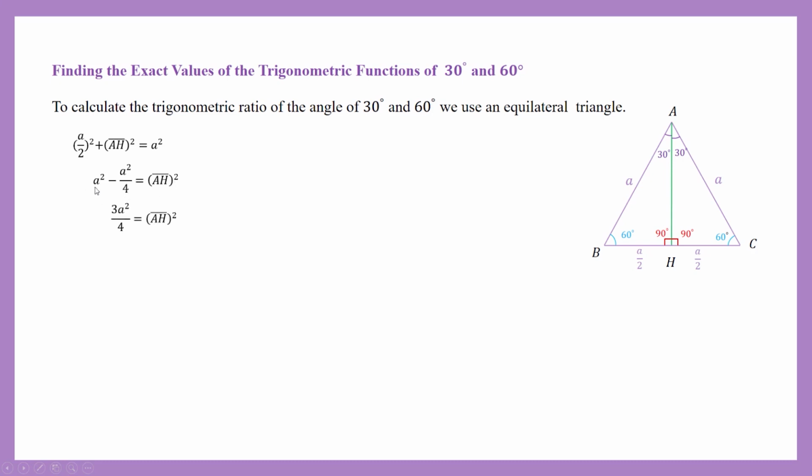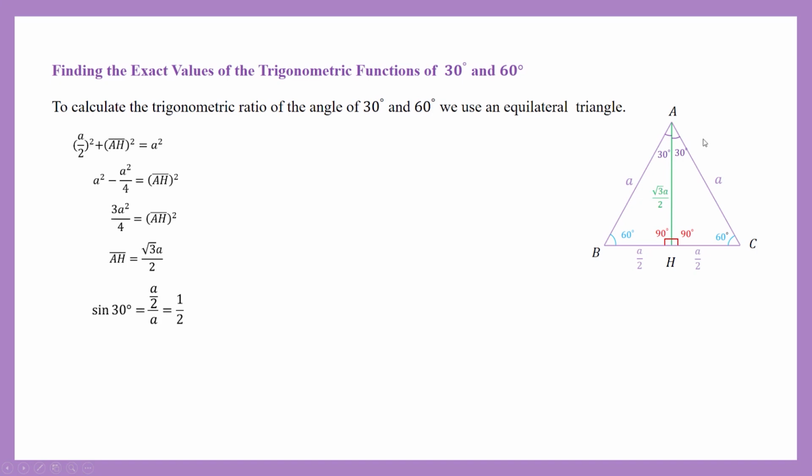We know that A squared minus A squared by 4 is equal to 3A squared by 4, which is equal to the length of AH squared. If we take the square root of both sides, we will have the length of AH equal to the square root of 3 times A by 2. So we found the length of AH, which is the square root of 3 times A by 2.